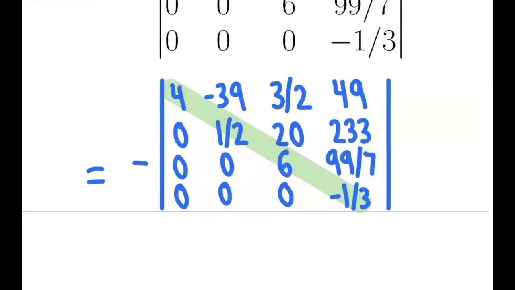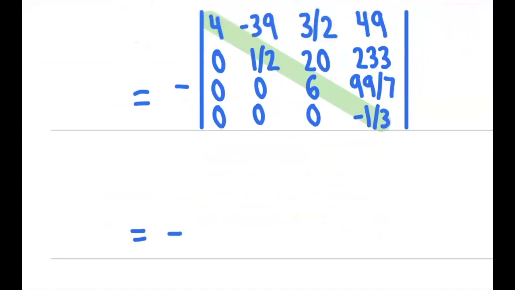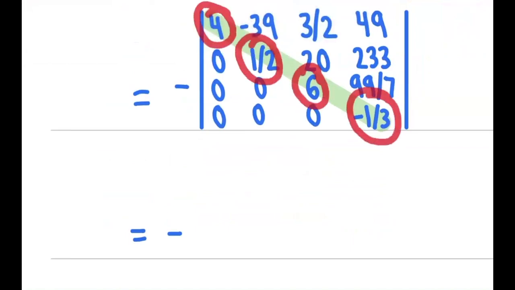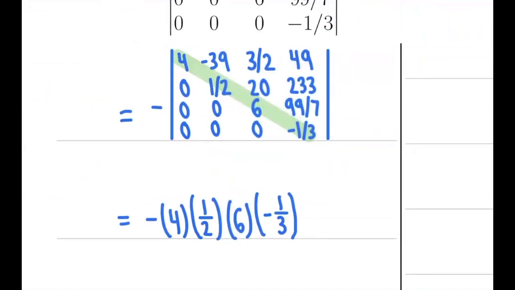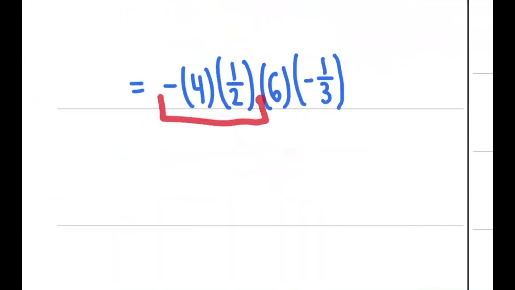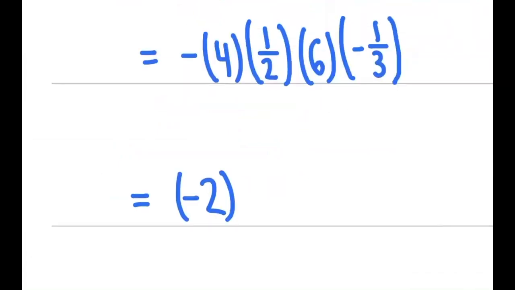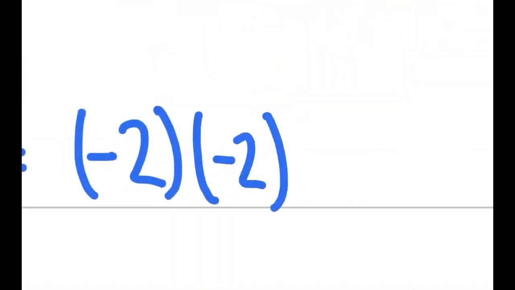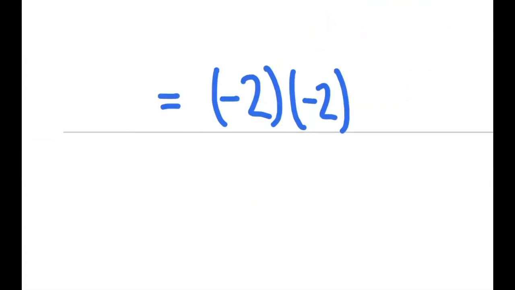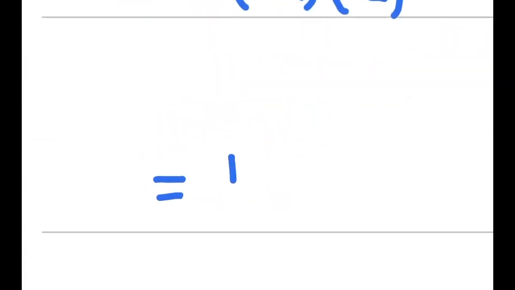So the determinant of this matrix is just the negative of 4 times 1/2 times 6 times negative 1/3. Okay, so we have negative 4 times 1/2. That's negative 2. And 6 times negative 1/3. That's also negative 2. It's like I knew it. Exactly like random guy said, negative 2 times negative 2, and you get 4.